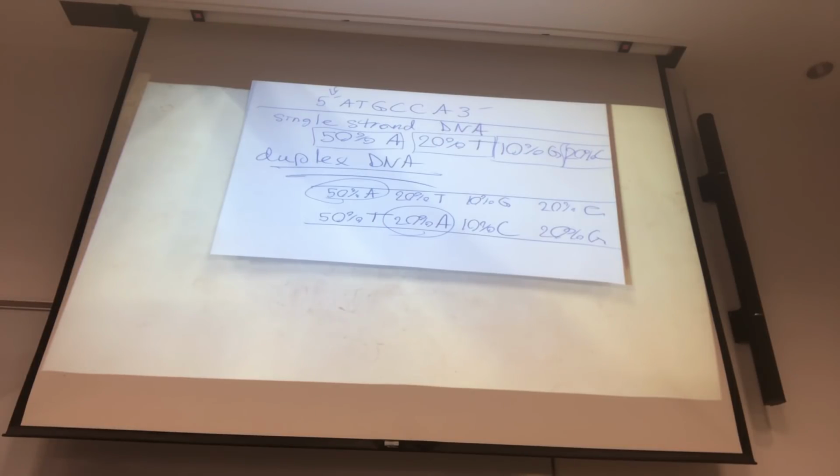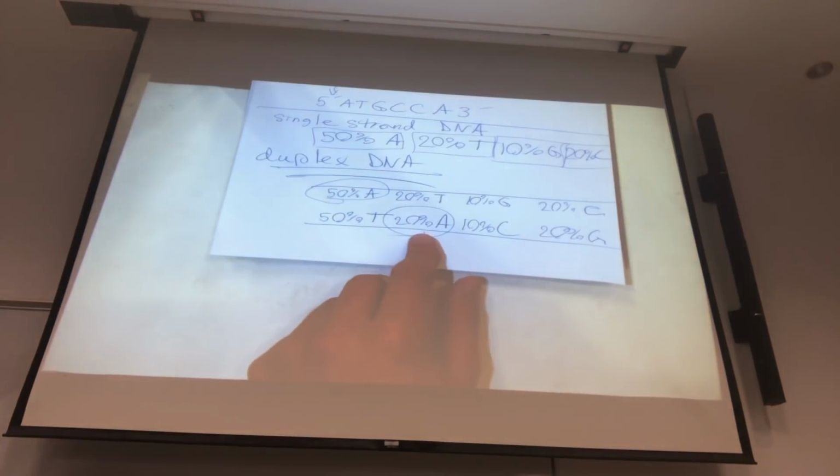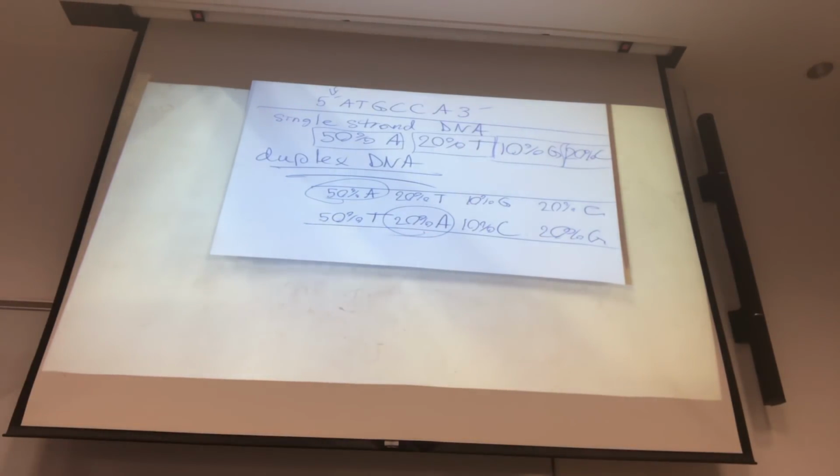So you add the 50% plus 20 divided by 2? Yep, exactly. You add up whatever base they're asking for, and divide it by 2, and that's how much you have in duplex DNA.